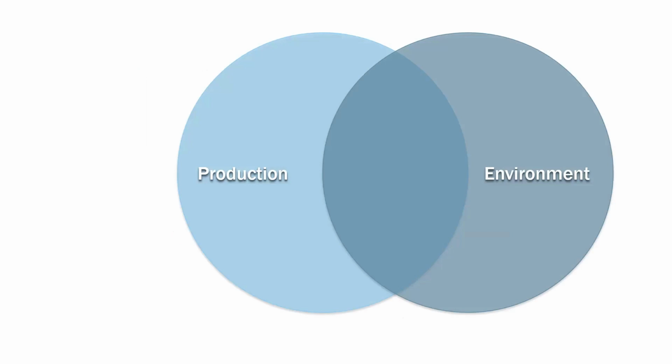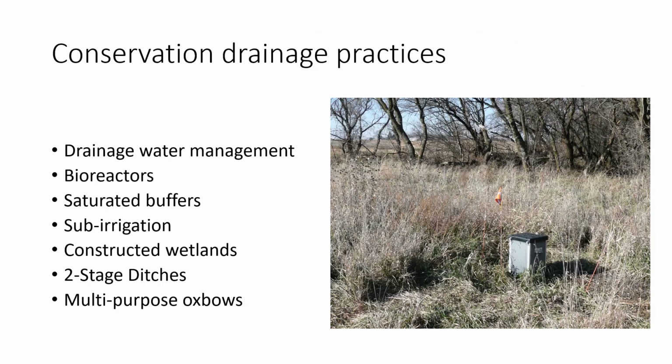When we think about the blend of production and the environment, once again, there's that overlap of where conservation drainage is going to work, where it'll actually improve or maintain those production systems while also improving those environmental outcomes that we want to see. The conservation drainage practices that I work with on a daily basis would be the drainage water management, bioreactors, which we have webinars on, saturated buffers, sub-irrigation, also drainage water recycling is another form of irrigation that we're seeing with drainage systems right now.